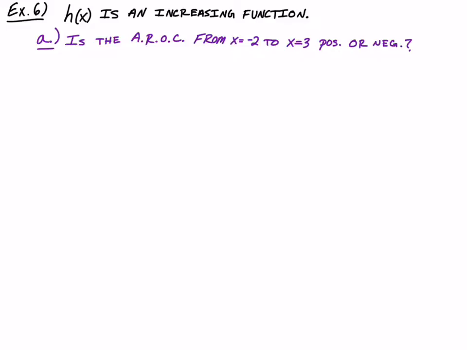So you may already have a pretty good guess, and you may even have some reasoning behind this one. It's an increasing function, so is the slope from when x equals -2 to when x equals 3 going to be positive or negative, the average rate of change? And maybe you're able to visualize this in your head. I like to go ahead and make a really rough sketch. I have no idea what h of x actually looks like, but if it's an increasing function, I can draw a really basic increasing function.